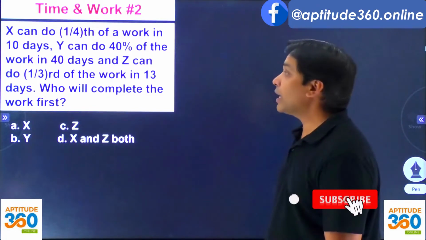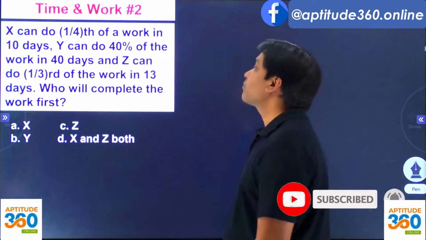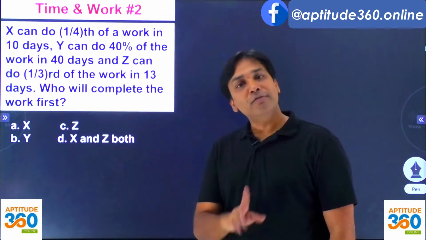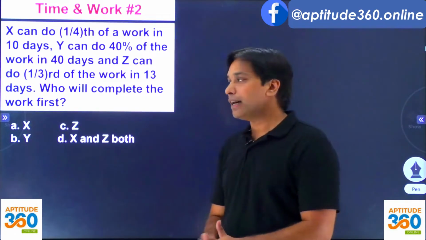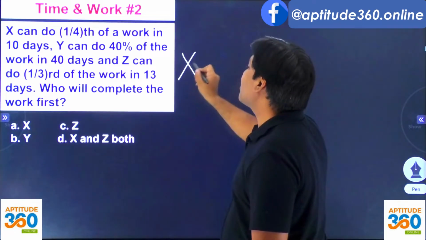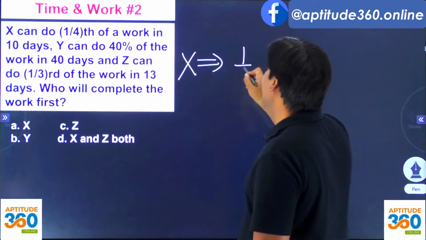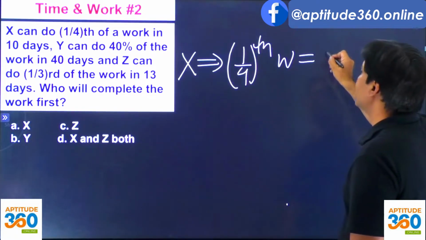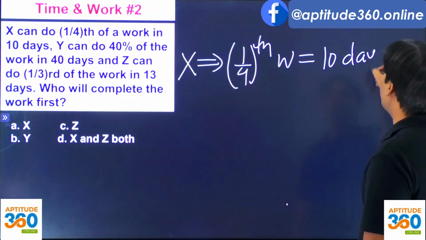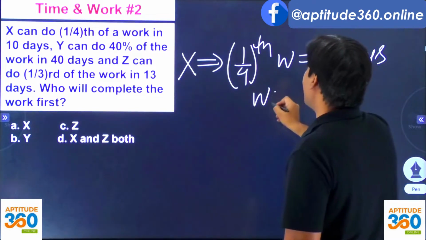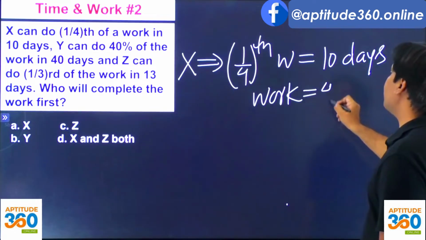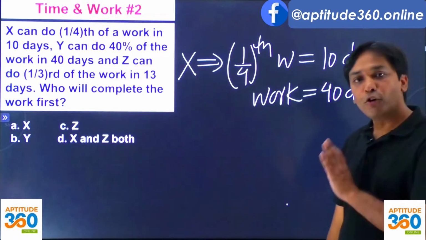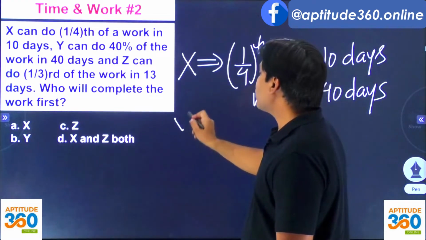Can you do that? If you can do that, please let me know in the comment section. X can do 1/4 of the work in 10 days. 1/4 work अगर 10 days में किया, मैं थोड़ा सा तो पेन उठाऊंगा आपको समझाने के लिए. 1/4 of the work in 10 days. क्या आप बगैर पेन उठाए मेरे को ये बता सकते थे कि X पूरा का पूरा काम करेगा 40 days में? X is going to be completing the entire work in how many days? 40 days, right? How about Y?